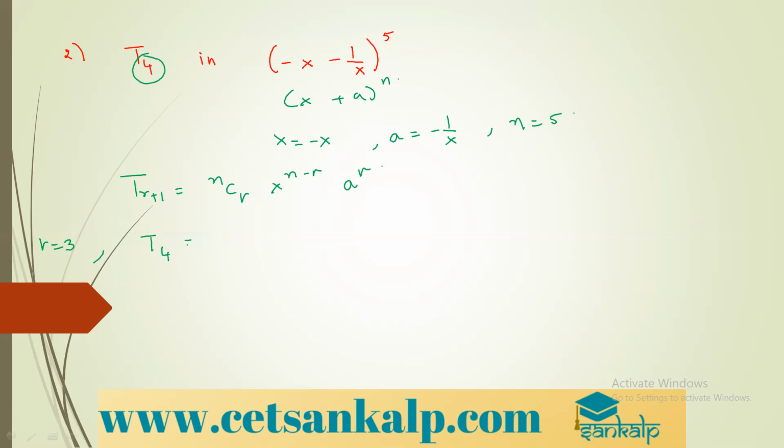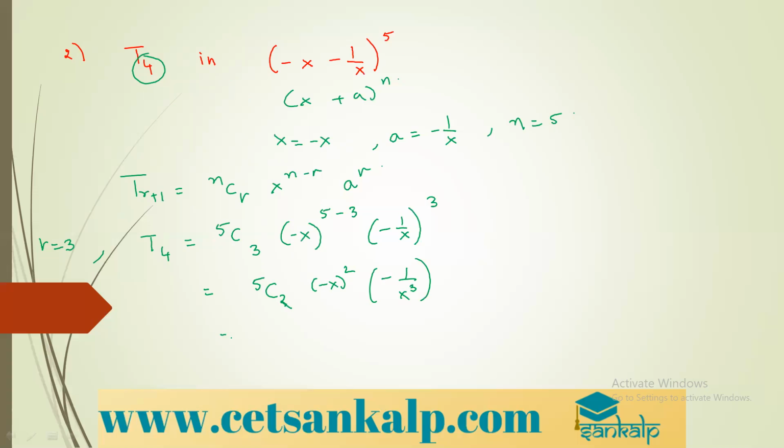So T4, n is 5, r is 3. X is minus x, n is 5, r is 3. A is minus 1 by x, r is 3 again. So first of all, 5C3 is the same as 5C2. Then I have minus x power 2, and I have minus 1 by x cube.